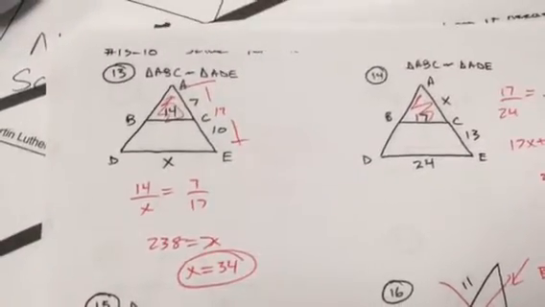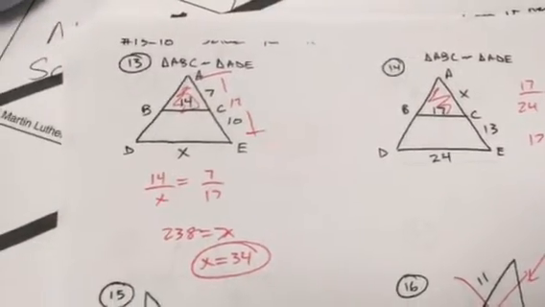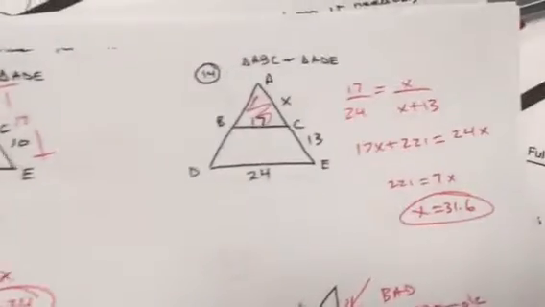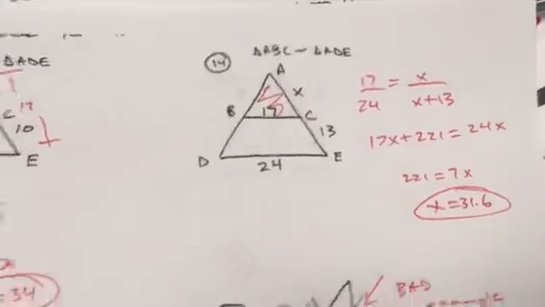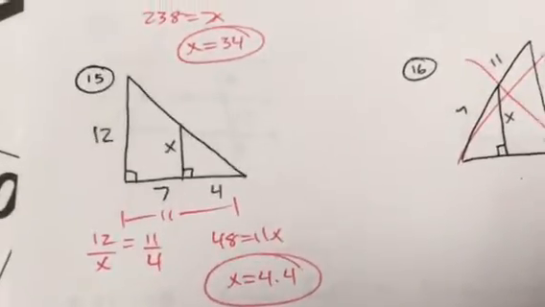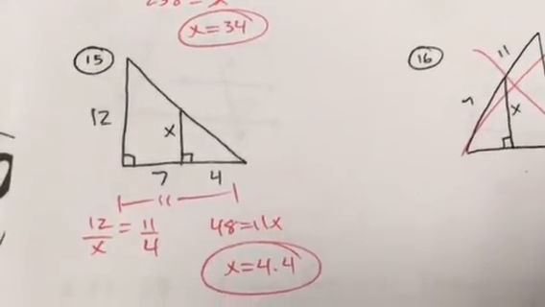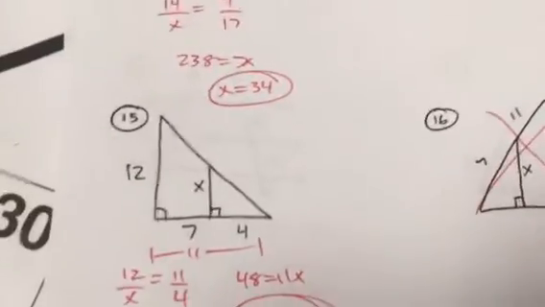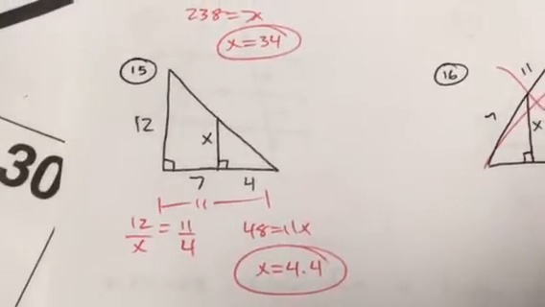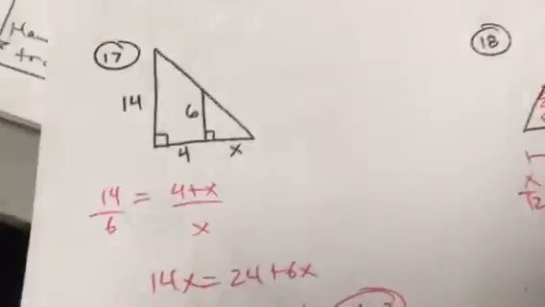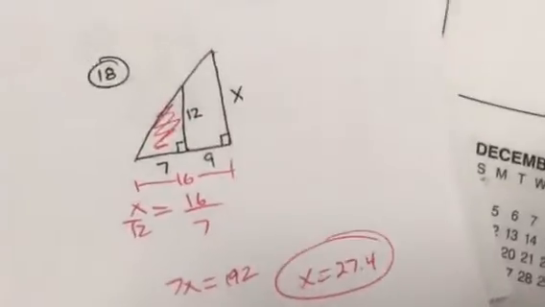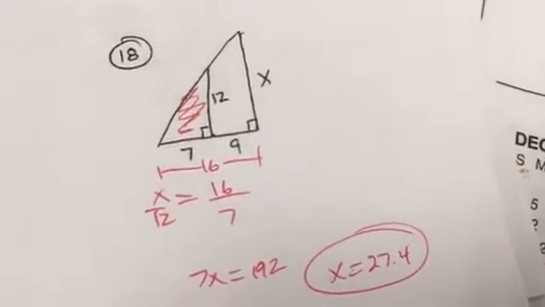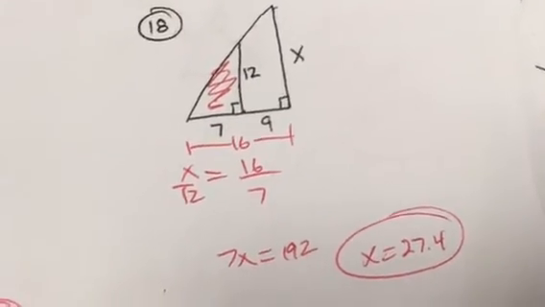Like on 14 or on 13 here, I did a little base over big base equals little right side over big right side. 14, little base over big base equals little right side over big right side. Here, big height over little heights equals little base over big base. I'm sorry, big heights over little heights equals big base over little base. I don't know if that's what I said. 17, big height over little heights equals big base over little base. There's the answer. 18, big heights over little heights equals big base over little base.